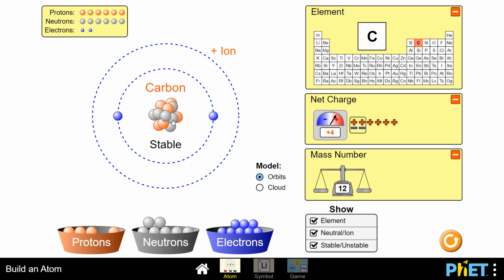So that is how the periodic table is arranged in terms of increasing proton number going across the period. And then the shells will be increasing going down the group. All right, so that's for the simulation.